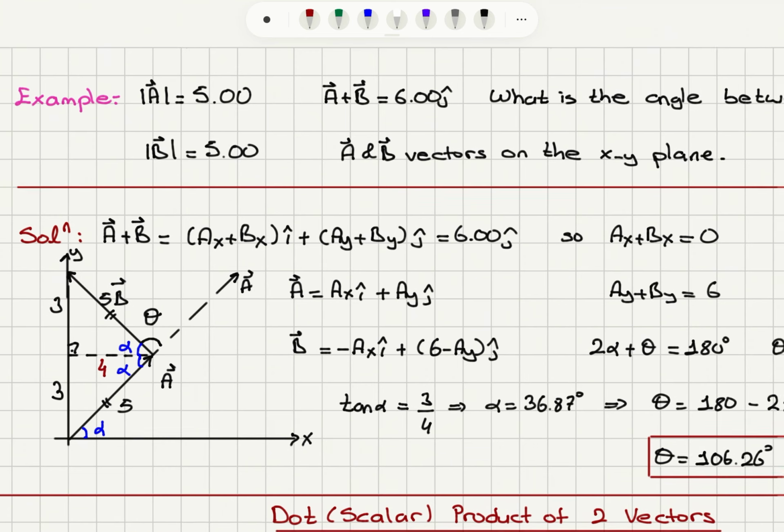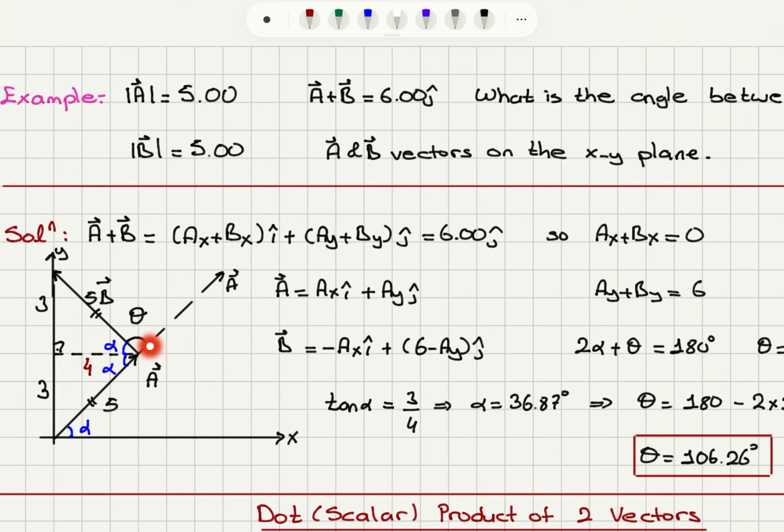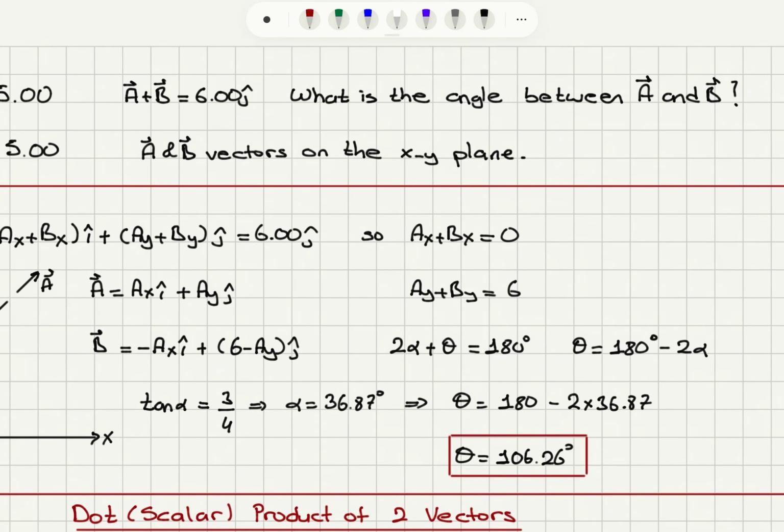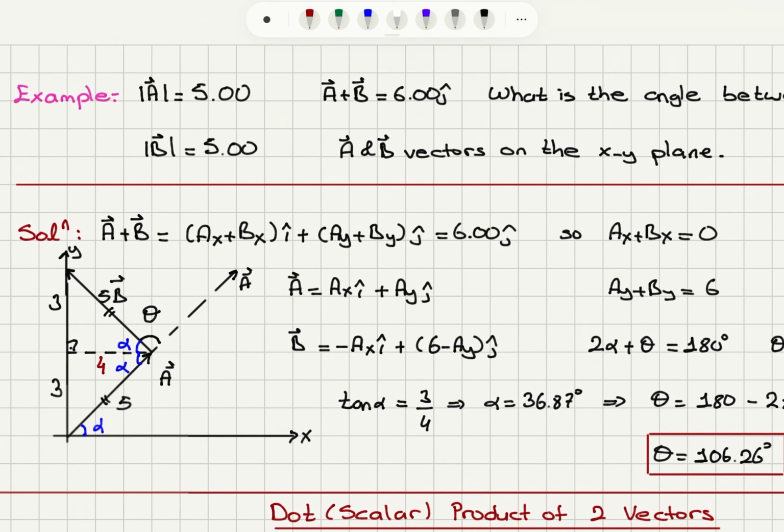Now, what is the angle between these two vectors? The angle is theta. So if I call this angle alpha, because I have an isosceles triangle here, this angle also has to be alpha. And because this line is parallel to the x-axis, this angle is also going to be alpha. So 2 alpha plus theta will be equal to 180 degrees. Therefore, the angle that I'm looking for is 180 degrees minus 2 alpha.